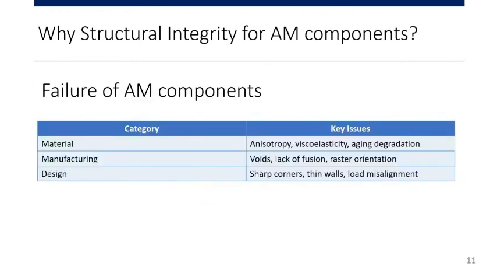Okay, so if we look at the failure of additively manufactured components, we can categorize it into different causes. We have the material ones, where we have anisotropy, viscoelasticity, and also age degradation. We have some manufacturing issues, which are the presence of voids, lack of fusion, and raster orientation. And we have the design issues, which can be very sharp corners, thin walls, or some misalignment in the application of the load.